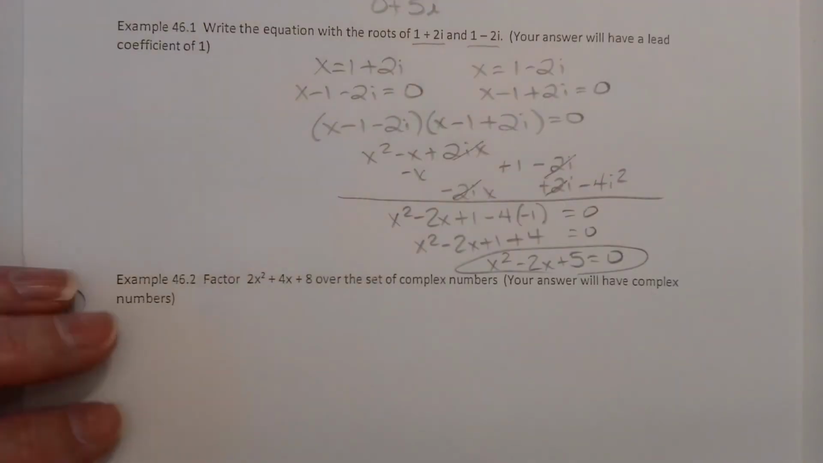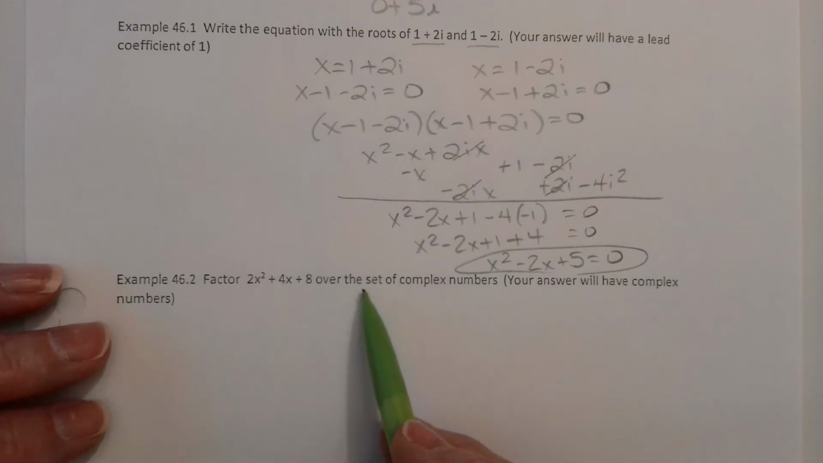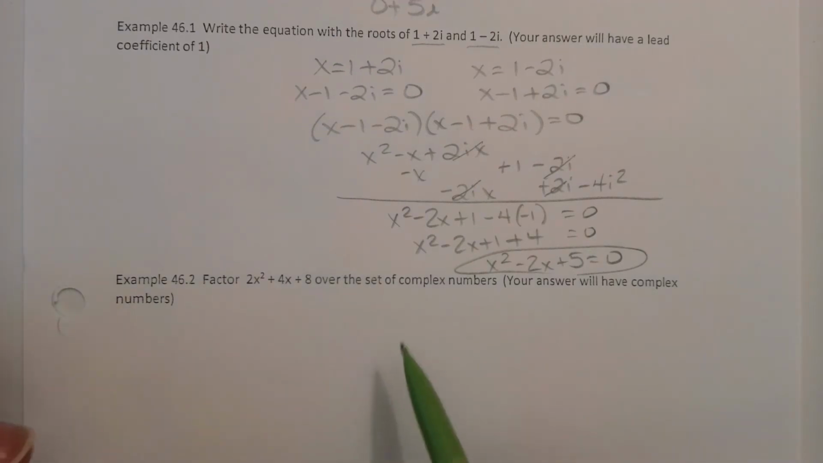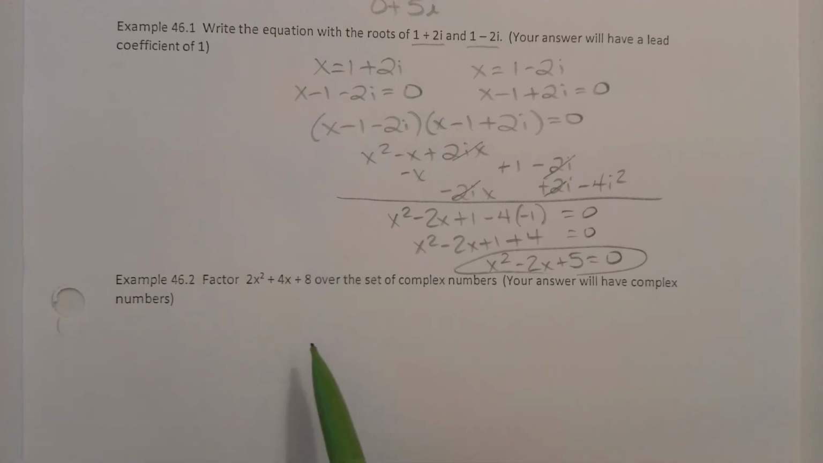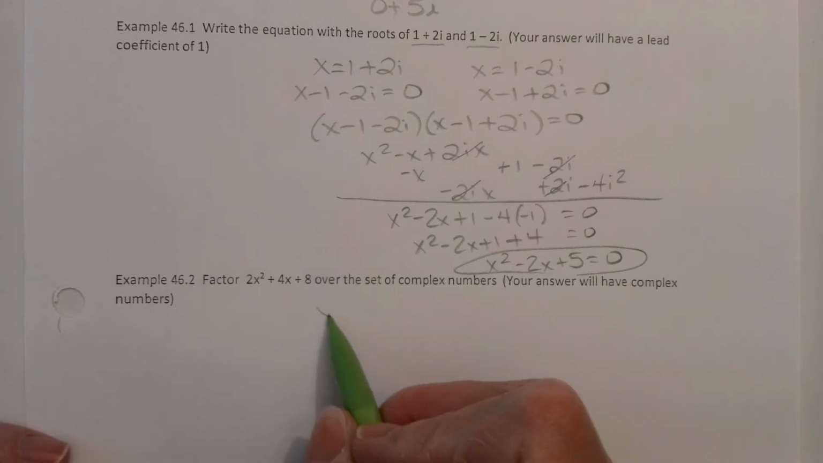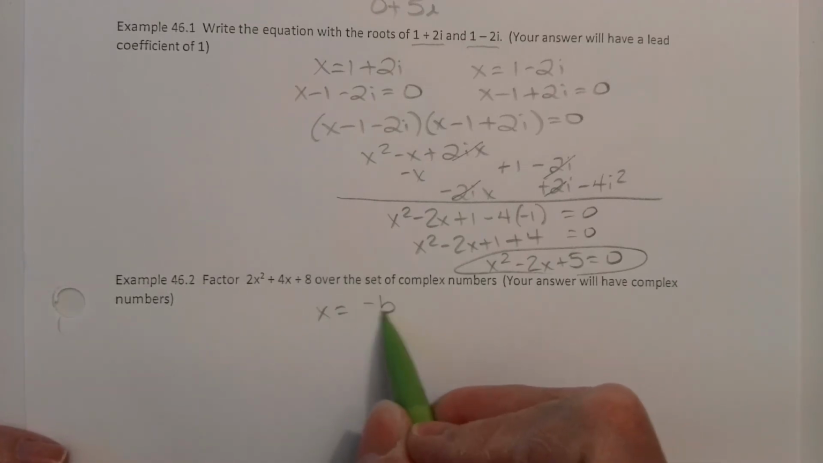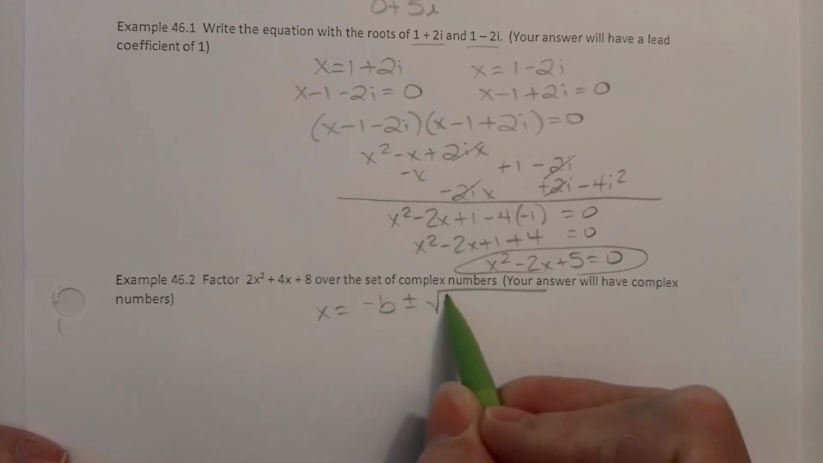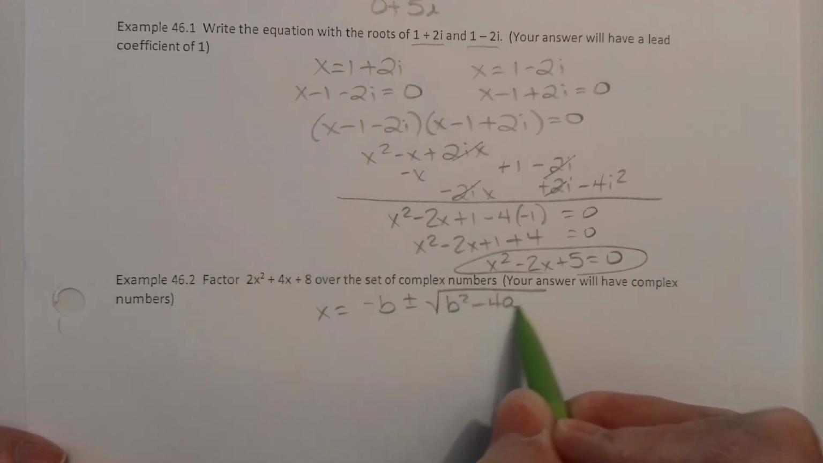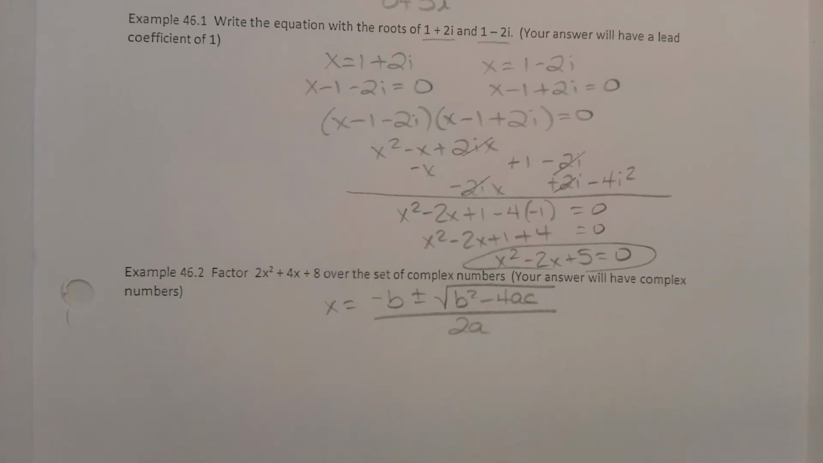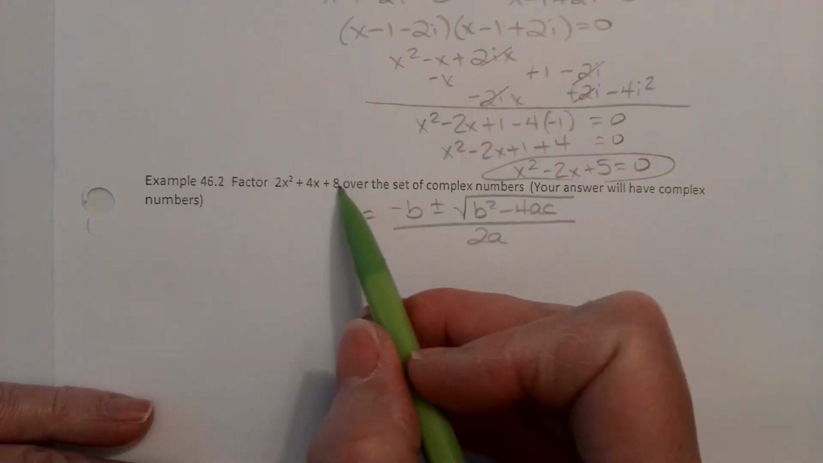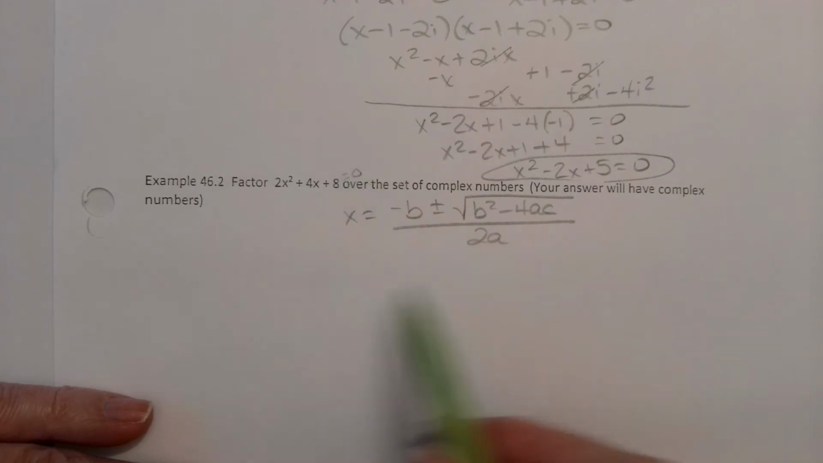Okay. Let's do another one. But this way, we're going the other direction. We're going to start by factoring. Now, I can't factor this like a trinomial, so I'm going to use the quadratic formula to do it. We know the quadratic formula is x is equal to -b plus or minus the square root of b squared minus 4ac over 2a. So I'm going to pretend like this is equal to 0 while I do this.